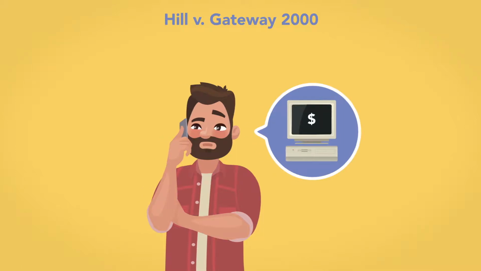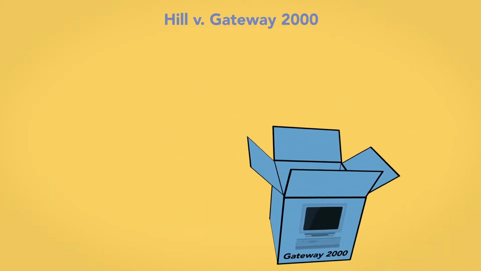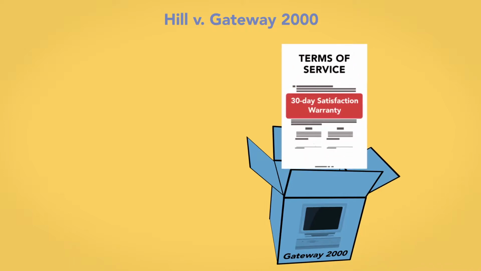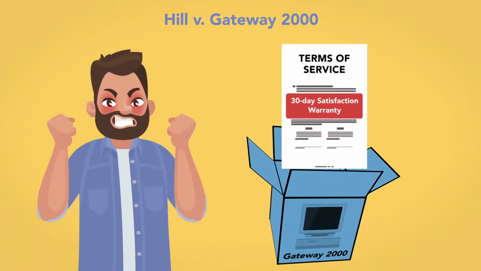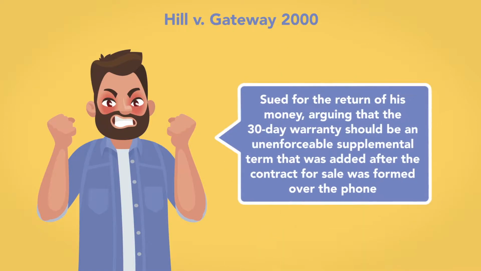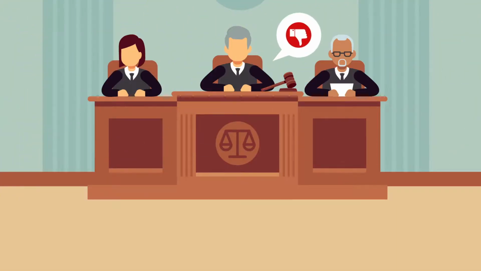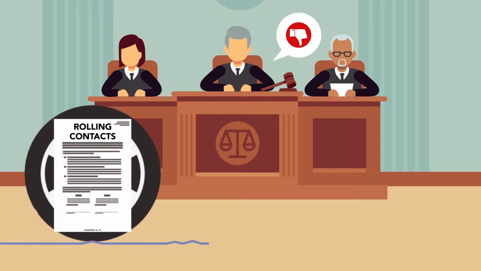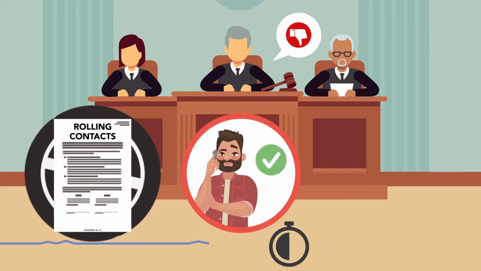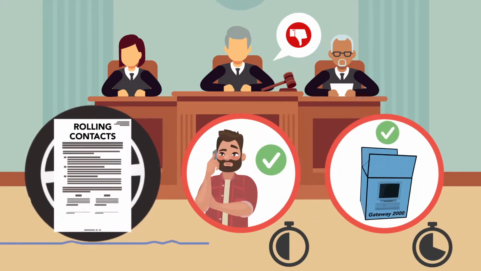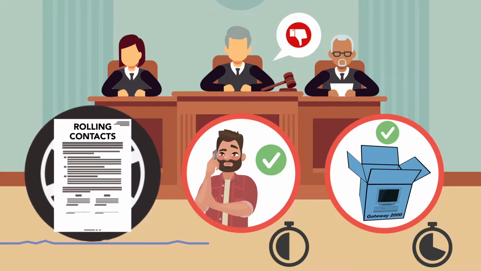For example, Hill versus Gateway 2000 involved a customer who purchased a computer over the phone. When the computer arrived, the box included terms of service that included a 30-day satisfaction warranty. The plaintiff became unsatisfied after the warranty period had elapsed and sued for the return of his money, arguing that the 30-day warranty should be an unenforceable supplemental term that was added after the contract for sale was formed over the phone. The court disagreed, finding that the parties had a rolling contract to which the customer assented, first over the phone and then again to the supplemental terms when he opened the box and kept the product beyond the 30-day period.